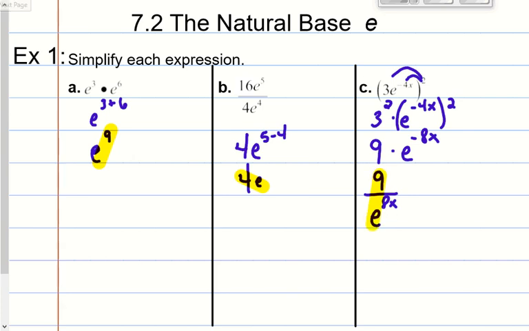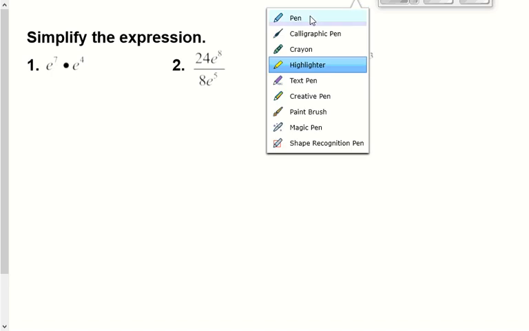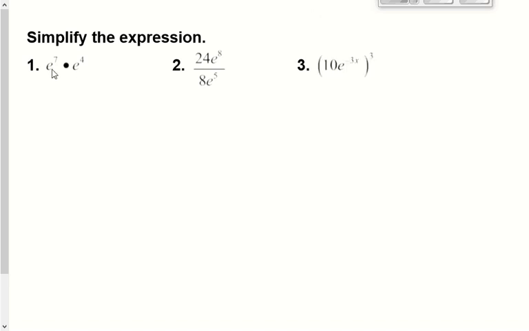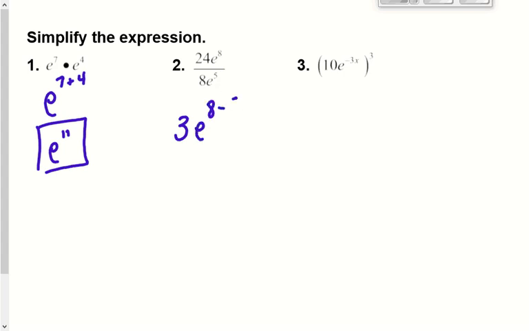All right, moving on. Let's look at just a few more. Again, here you're multiplying your bases, so we have e to the 7 plus 4. We're adding our exponents. 7 plus 4 is going to be 11, so our answer there is e to the 11th. If you are dividing and you have coefficients out front, you're going to go ahead and divide your coefficients. So 24 divided by 8 is 3. When you're dividing the bases that are the same, subtract your exponents. So I have e to the 8 minus 5. 8 minus 5 is 3, so I have 3e to the third.